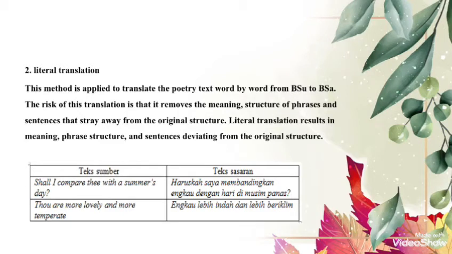It can remove the meaning and also the structure of phrases and sentences, straying away from the original structure. Literal translation results in meaning, phrase, structure, and sentences deviating from the original structure. Now let's see the box behind the text. There is the example. See the example in the source text box. Here there is the poetic phrase of summer day.